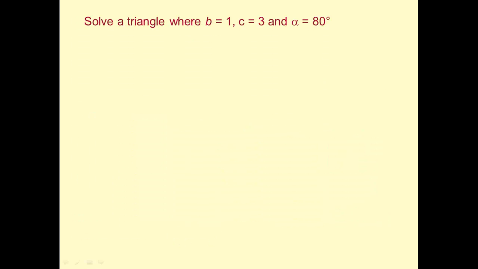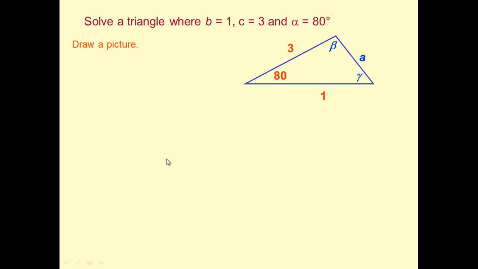So here's an example. I want to solve the triangle where b is 1, c is 3, and alpha is 80 degrees. So first thing I'm going to do is draw a triangle, because I'm a visual person and I like to see a picture. This is obviously not going to be drawn to scale, but I fill in what I know. I know angle alpha here is 80 degrees.